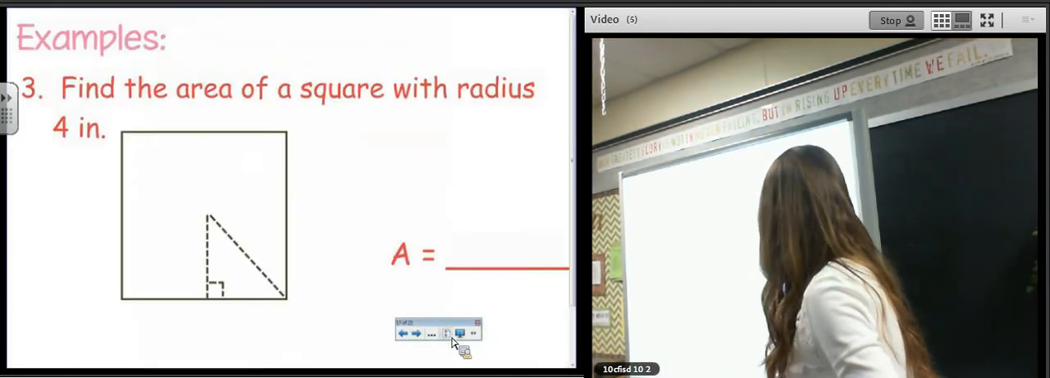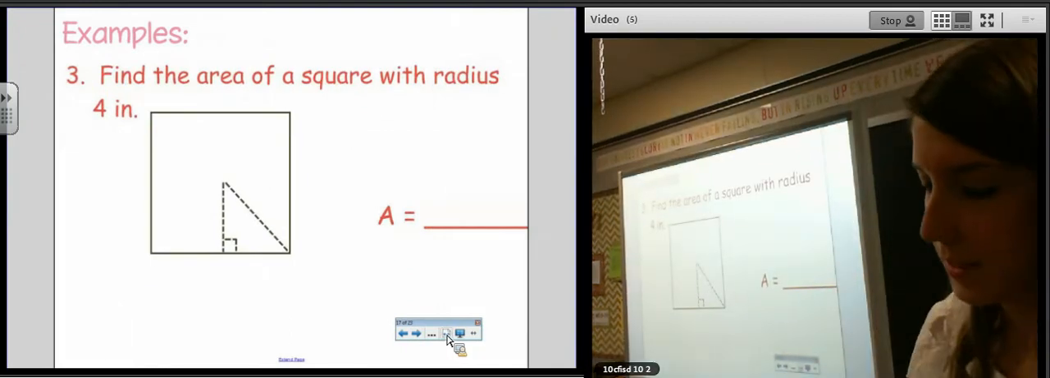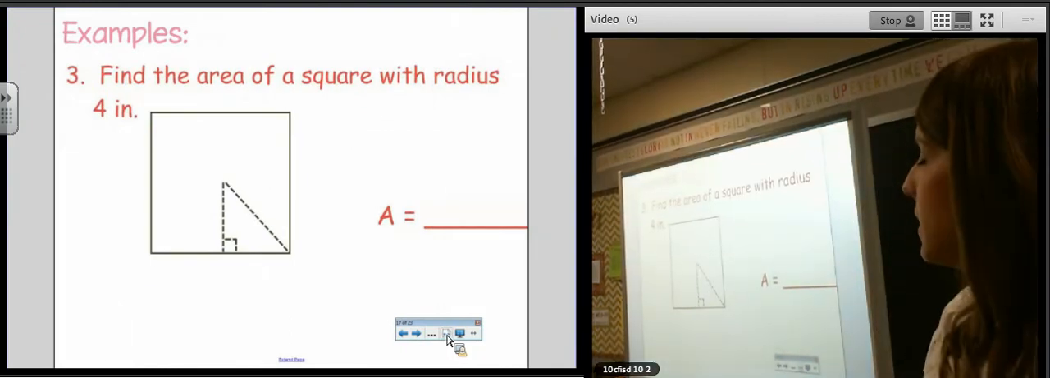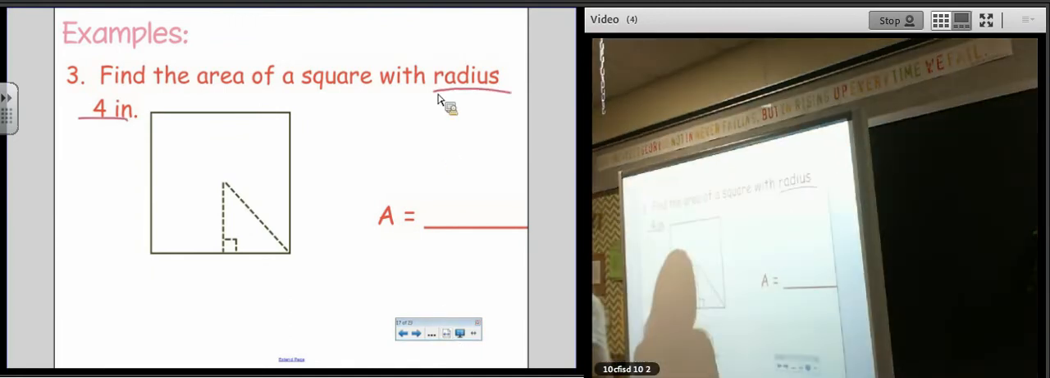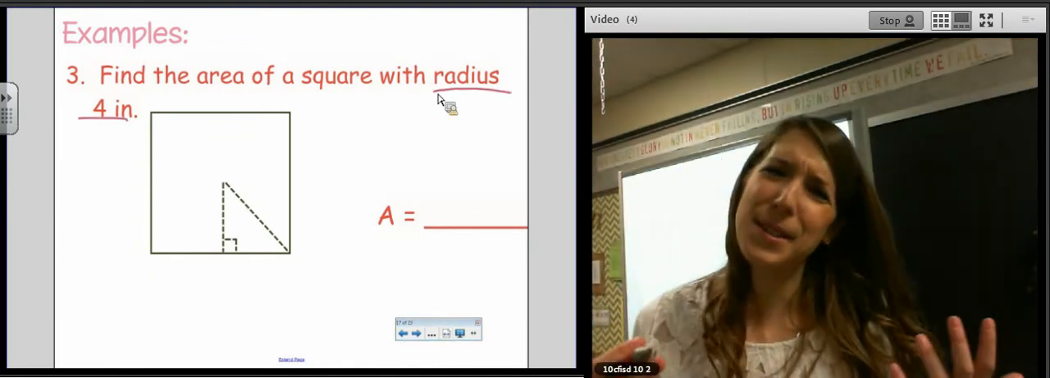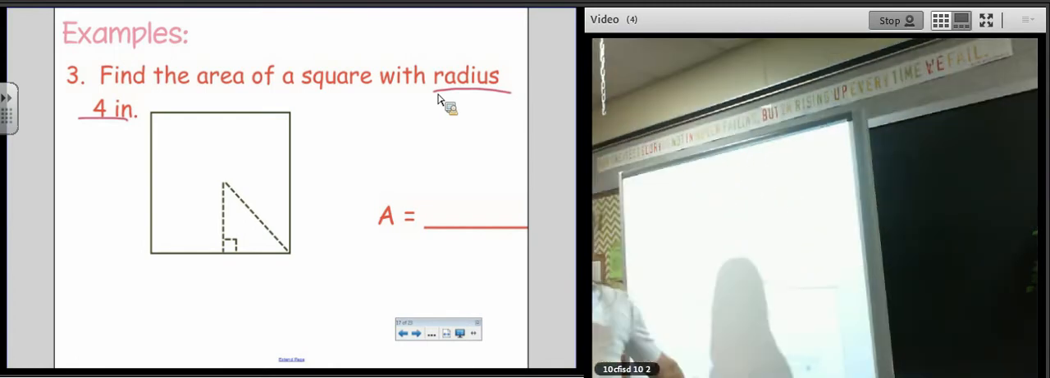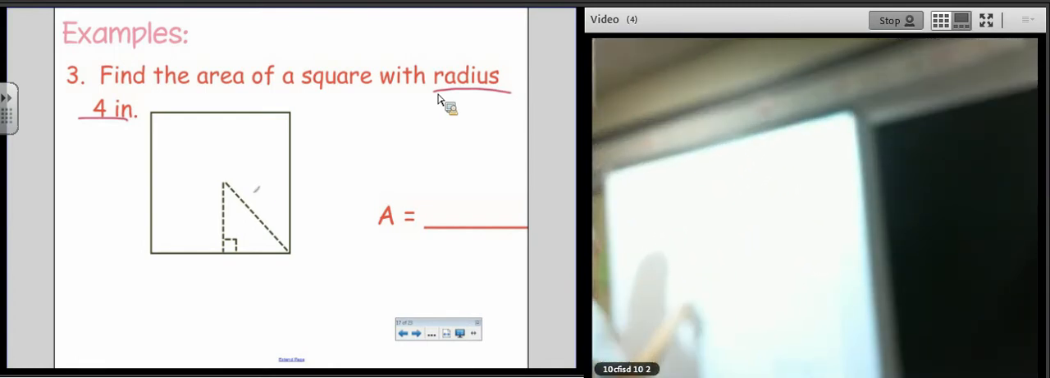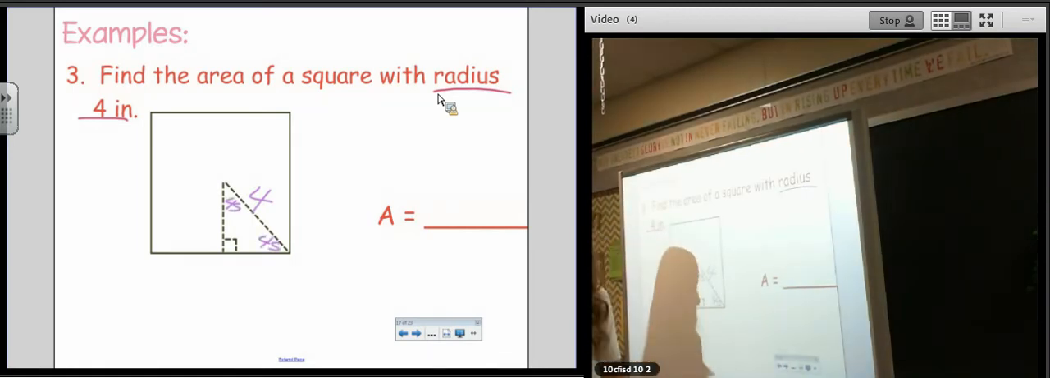Okay? Here's our last special case that we're going to practice. Special case. It's special because we do not have to use trig. Radius of 4. It's kind of weird that you're given the radius of the square. It's like, come on, just give me a side and I can find the area. All right. So we're given a radius of 4. We automatically know that that's 45, 45, 90 because it's a square.